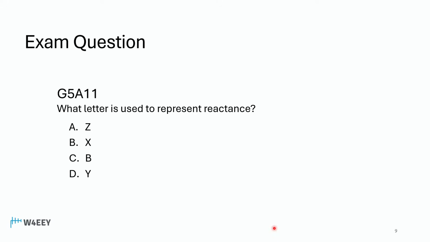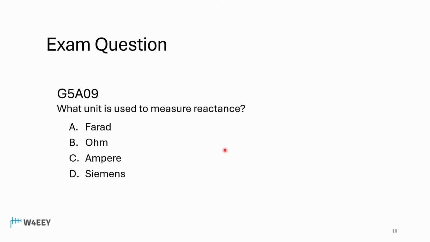What letter is used to represent reactance? And you can unmute and give us it is Bravo. And let me caution you not to get this letter confused with this one, because it'd be easy to make this mistake. All right, so just a caution. What unit is used to measure reactance? Ohms. It's the ohms. Bravo.